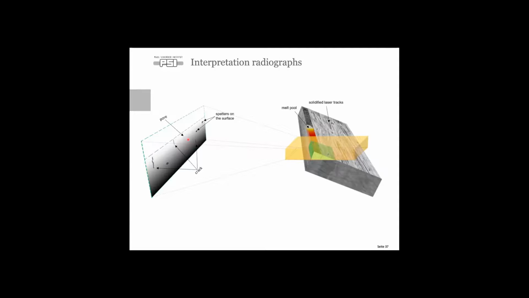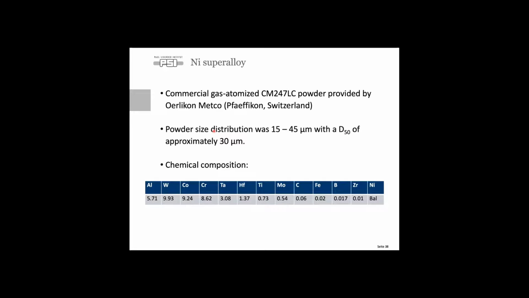We will also see pore formation, and we can also in principle look at powder ejection or spatters that are created, but we will not concentrate on that. So we have used this technique on a nickel superalloy. And this had a size distribution of 15 to 45 micrometer. And here we can see the chemical composition of it.